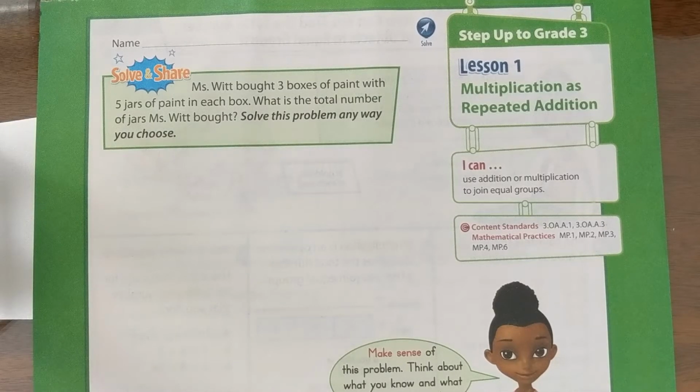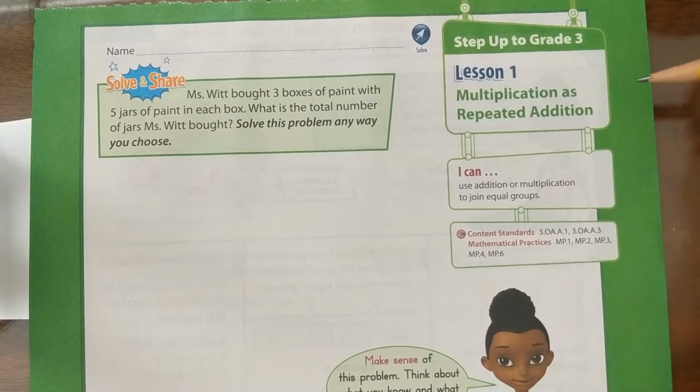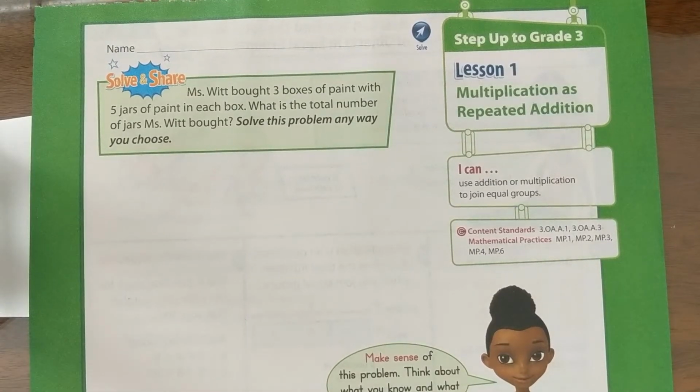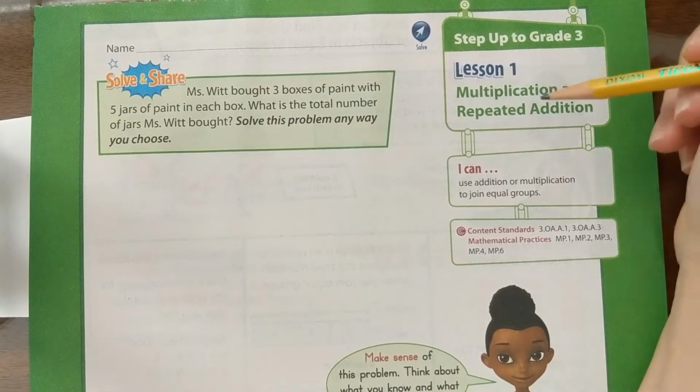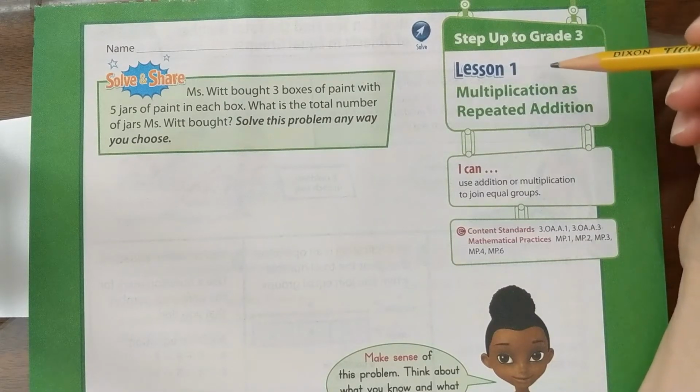Okay, I'm so excited for this. We are now beginning our very last chapter in our book. That's the Step Up to Third Grade chapter. My students always love getting to this chapter at the end because we're going to start working on multiplication. So we're getting ready for third grade.